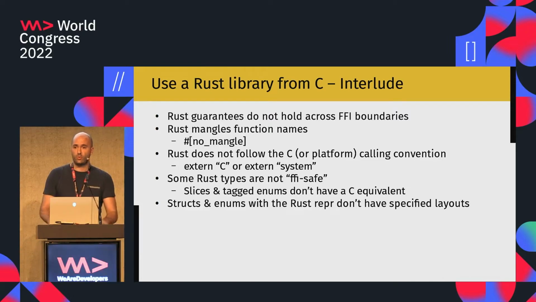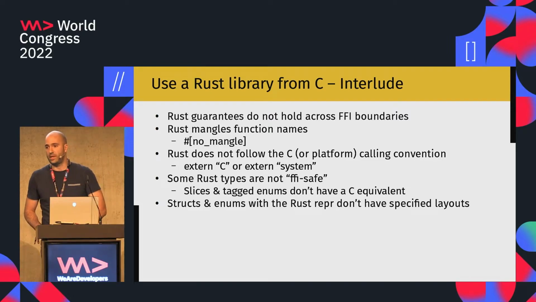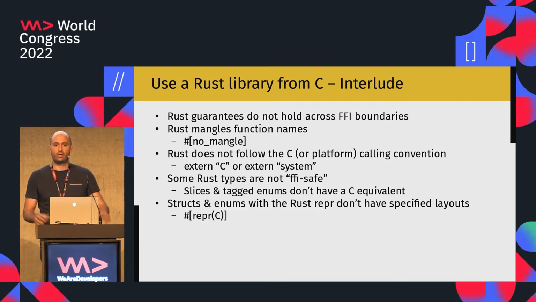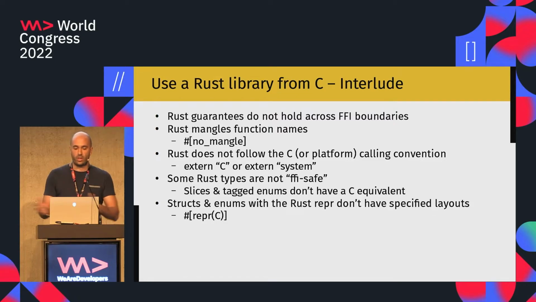Structs and enums with the Rust representation don't really have specified layouts. And to get a C-like layout, we have to use the repr-C directive on a struct or on an enum so that we can pass it around by value.